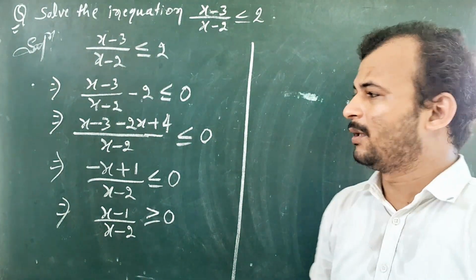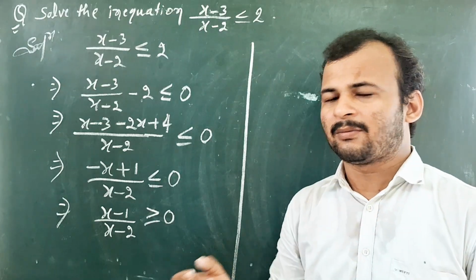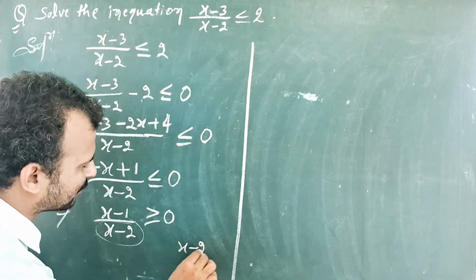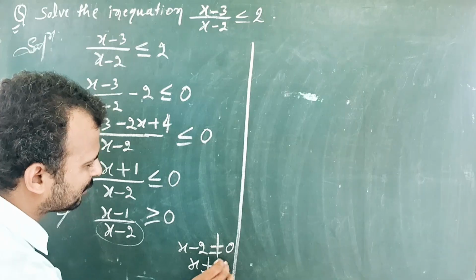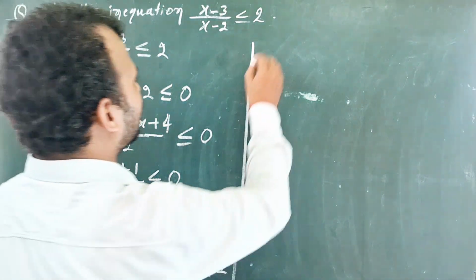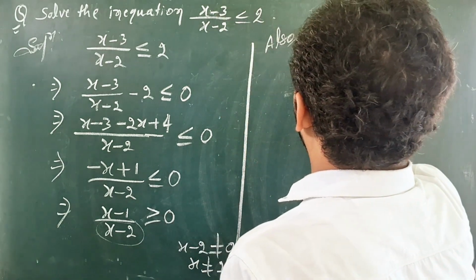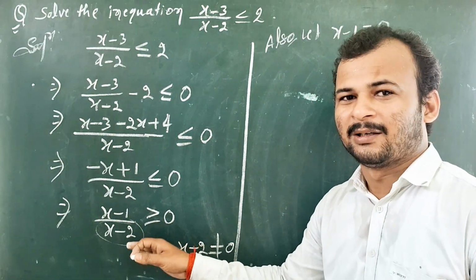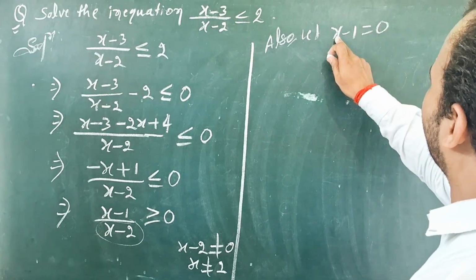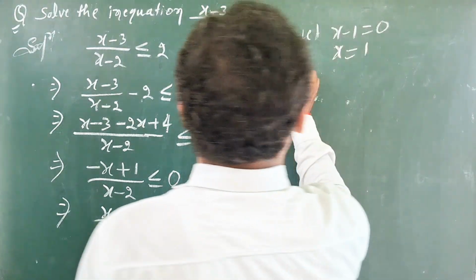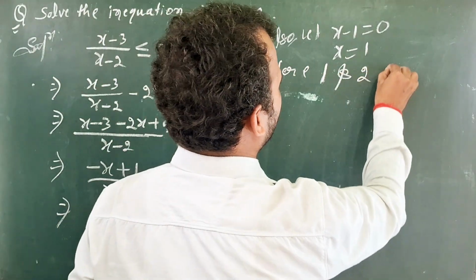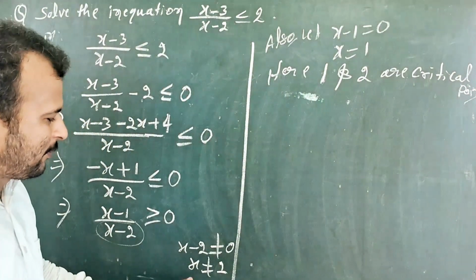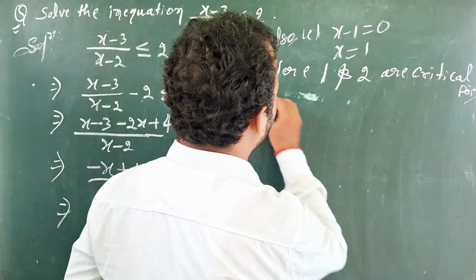Now we use the sign scheme, and for the sign scheme, first of all we find the critical points. Here it is clear that the denominator cannot be 0, means x minus 2 not equals to 0, means x not equals to 2. Also, let x minus 1 equals to 0. It can be 0, but the denominator cannot be 0, because after that it will be undefined. So we write like this, and x minus 1 equals to 0, then x equals to 1. Here 1 and 2 are critical points. If we have found the critical points, then we use the sign scheme.